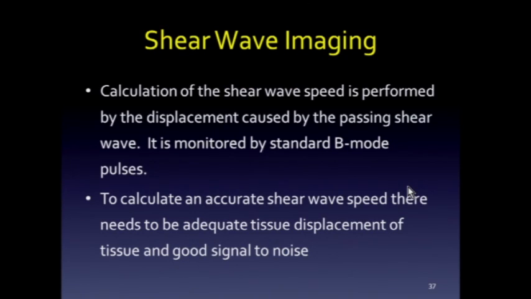Let's move on to shear wave imaging. The calculation of the shear wave speed is performed by the displacement caused by the passing shear wave, and this is monitored by our standard beam mode pulses. To calculate an accurate shear wave speed, there needs to be adequate tissue displacement as well as good signal to noise.